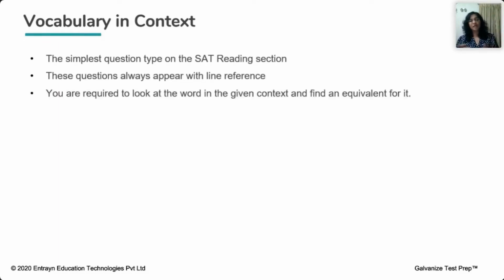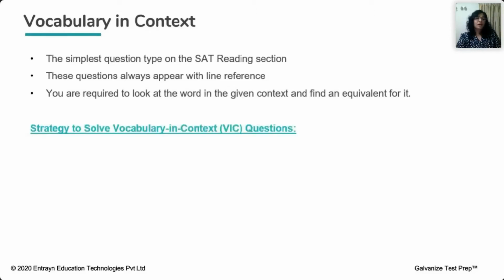The way the question works is, you are required to study the word in the given context and then find an equivalent word for it. It doesn't mean you have to find a synonym for this word. You have to find which word among the answer choices, when substituted in place of this word, will still give the same meaning as intended by the author.